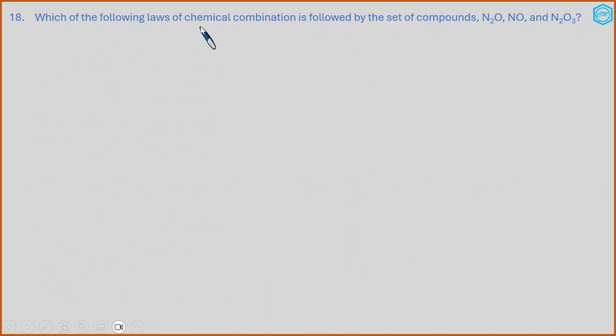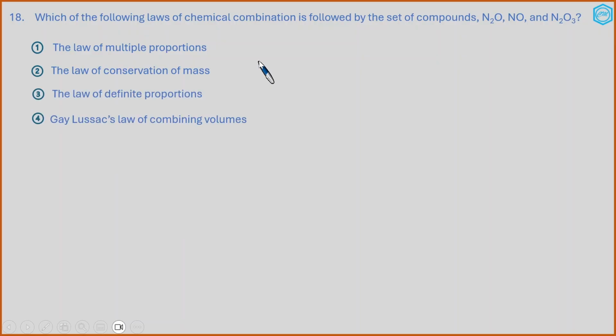Question 18. Which of the following laws of chemical combination is followed by the set of compounds N2O, nitric oxide and N2O3? 1. The law of multiple proportions, law of conservation of mass, the law of definite proportions, Gay-Lussac's law of combining volumes. We have N2O and NO can be written as NO twice, that means N2O2. That is, NO can be considered as N2O2. The other one is N2O3. In all these cases, the amount of nitrogen is the same, N2, N2, N2.